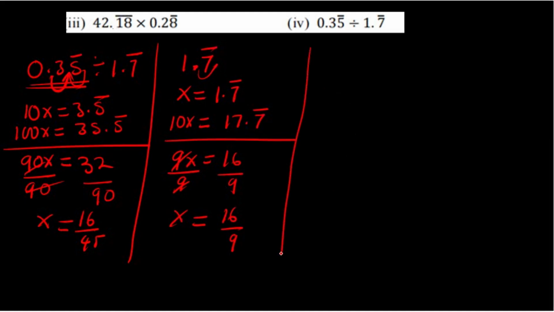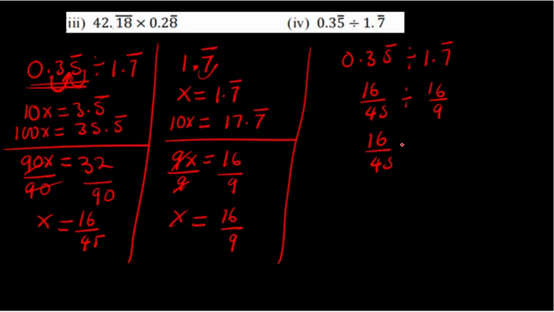So what do we do? If you check, the equation was 0.35 divided by 1.7, like that. So this is 16 over 45 divided by 16 over 9. So what you do, say 16 over 45 times 9 over 16. So this and that, they'll go. The 9 into 9 is 1. The 9 into 45 is 5. So the answer is 1 over 5. That is the answer.